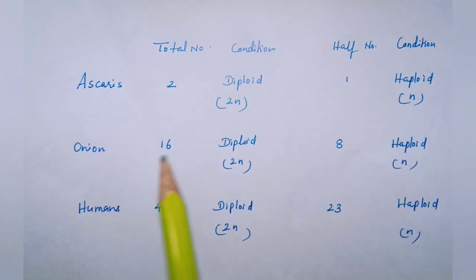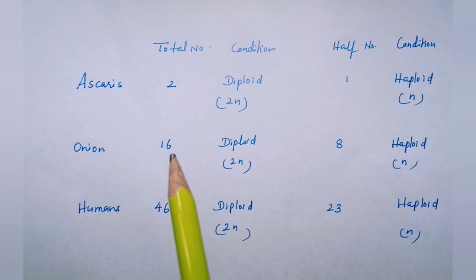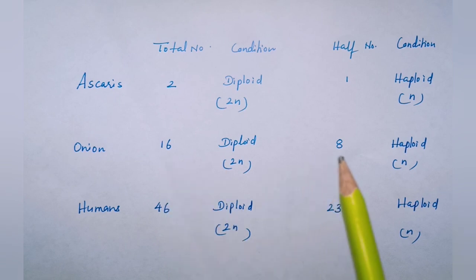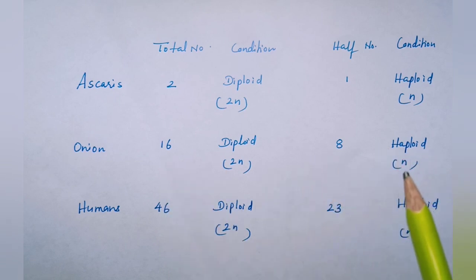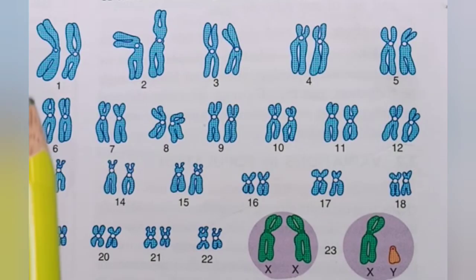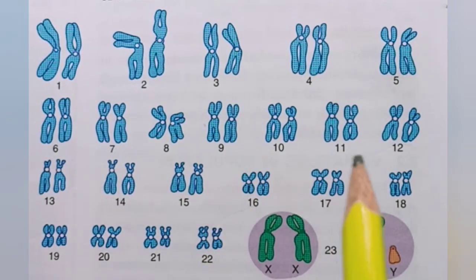Second example, onion, which has 16 chromosomes in all its cells. That is the diploid condition. And if we take 1 chromosome from each pair, the number becomes 8. And that is the haploid condition represented by n. Now we take humans as the example who have 46 chromosomes in all their cells, the diploid condition, but if 1 chromosome is taken from each pair, that becomes 23 and that is the haploid condition. And we all know that it is the haploid number of chromosomes which go to the gametes during gamete formation, that is meiosis.